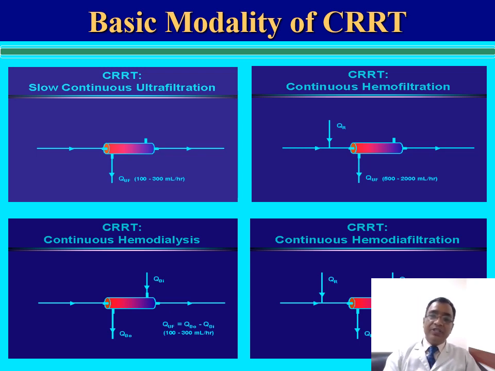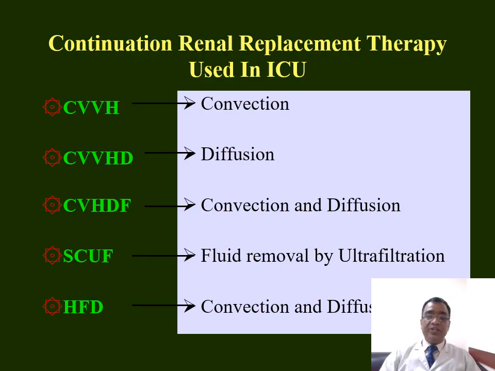And putting all these things together, from the patient to the patient, replacement fluid in the patient circulation, dialysate in the dialysis membrane, and the effluent coming out. This is called continuous hemodiafiltration. So in CVVH, convection predominantly happens. Not only predominantly, only convection happens. In CVVHD, diffusion is happening along with the convection, a small part.